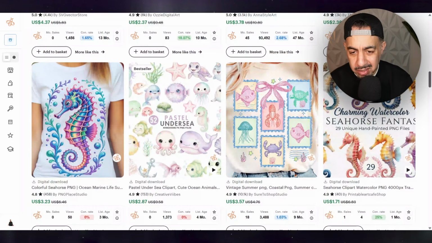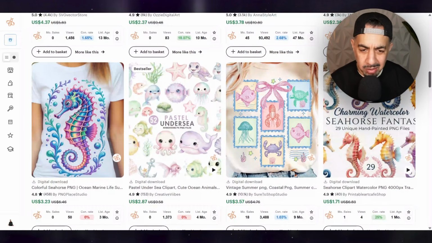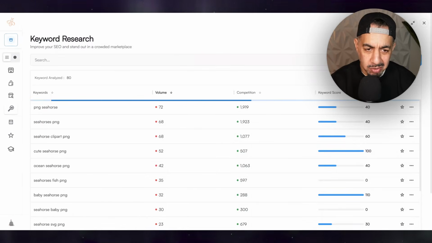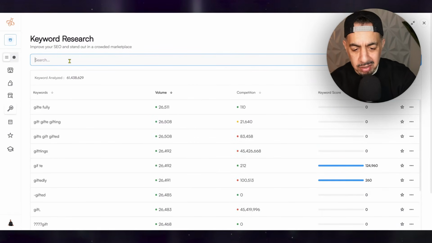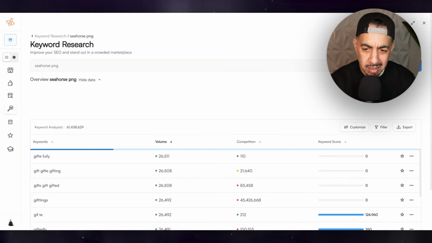So you might look at something like a seahorse PNG, right? And think, okay, that keyword seems to be a good one. So I might go across, let me just use Everbee, give you an example. Let me go to keyword research first, right? So I might type in seahorse, Seahorse PNG, and then click that.